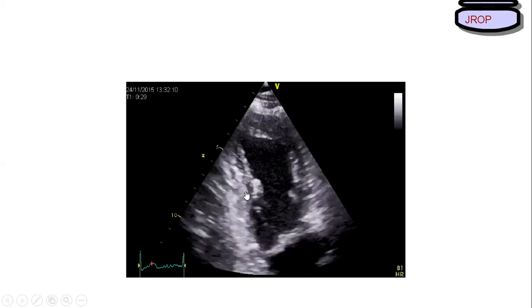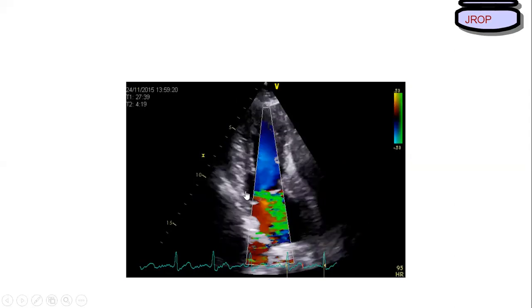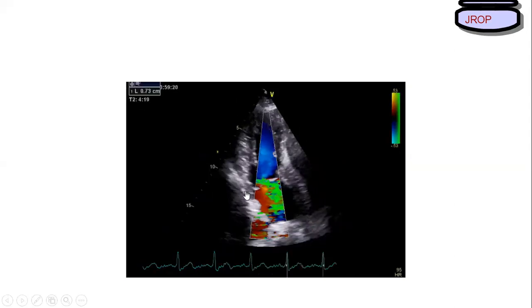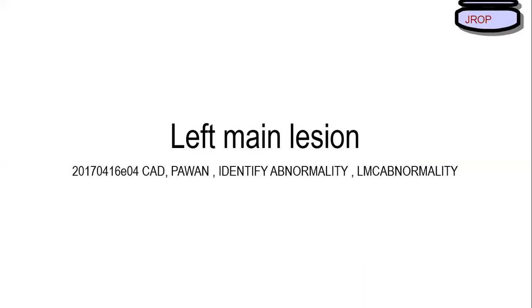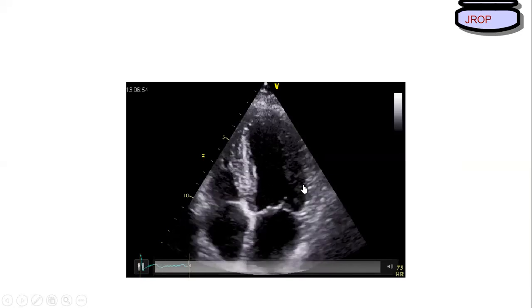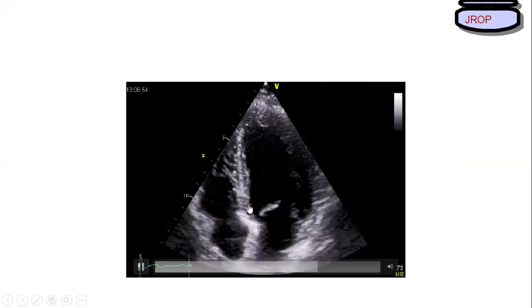Same patient which I showed you a few minutes back. Severe mitral regurgitation. Now this is left main lesion. In left main lesion, what happens? You will find territory of circumflex as well as LAD involved. Only mid and basal septum would be preserved.